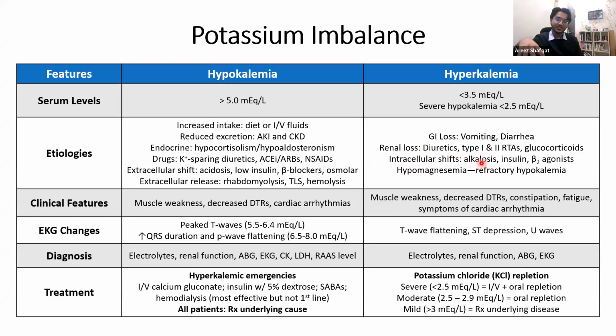Alkalosis: if you have low hydrogen outside of the cell, that moves potassium inside and hydrogen outside. So hypokalemia is associated with alkalosis. Insulin and beta-2 agonists, again the opposite of this, activate the sodium-potassium pump. This is probably the most important thing I need you to know: hypomagnesemia is associated with refractory hypokalemia, okay?